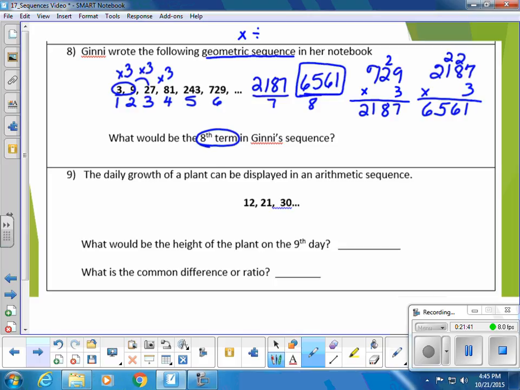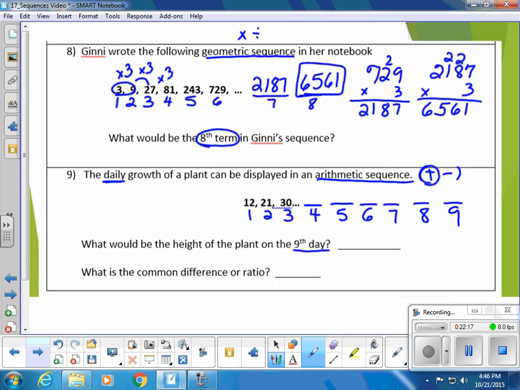All right, this is another type of question you might see. The daily growth of a plant can be displayed in an arithmetic sequence. If it's arithmetic, we know that means adding or subtracting. And if a plant is growing, we know that that's probably going to be adding. So we're talking about daily growth. What would be the height of the plant on the 9th day? Well, if we look, here's 1 day, 2 days, 3 days, 4 days, 5 days, 6 days, 7 days, 8 days, 9 days. So I got to go that far out.